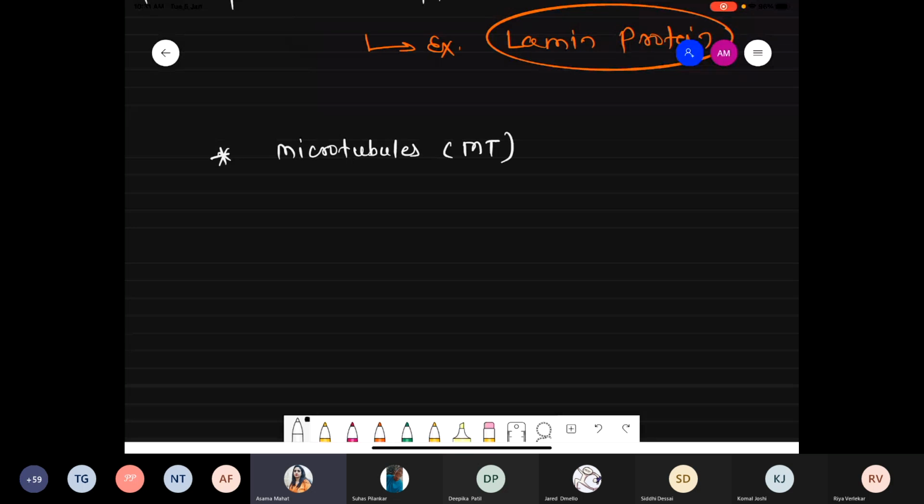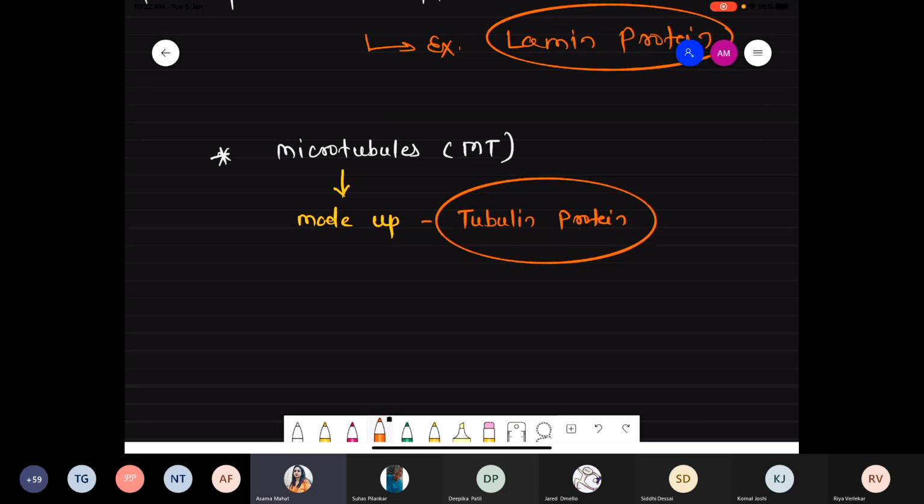Microtubules are simply made up of protein, and the name of the protein is tubulin protein. Basically two types of tubulin proteins are there. Number one, alpha tubulin. Number two, beta tubulin. Alpha tubulin protein, and the other one is beta tubulin protein.